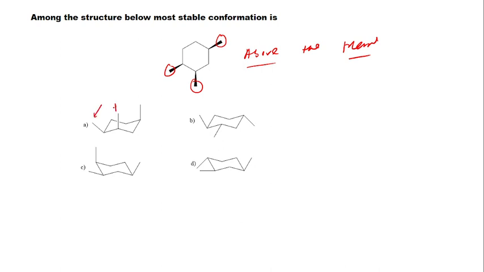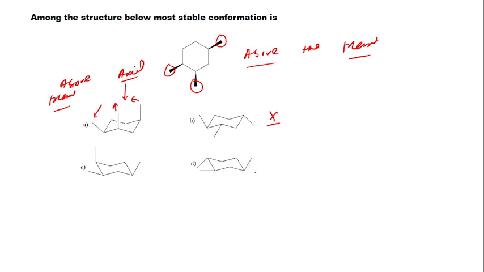This one is above the plane. And another point we have to keep in mind here: these two groups are axial. In this molecule, we find that these two are below the plane and these are above the plane. They are supposed to be on the same side, but these are in different directions. So this option is not correct.